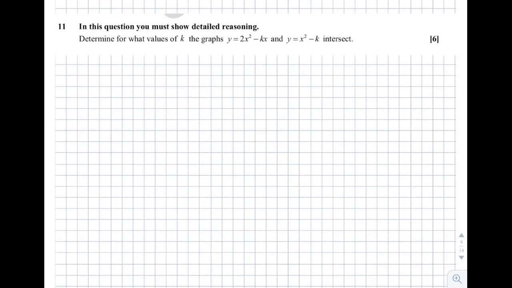Question 11. In this question, you must show detailed reasoning. This essentially means you can't just write down the answer. You can't just put it all into your calculator. So it says determine the values of k for which these two graphs intersect.